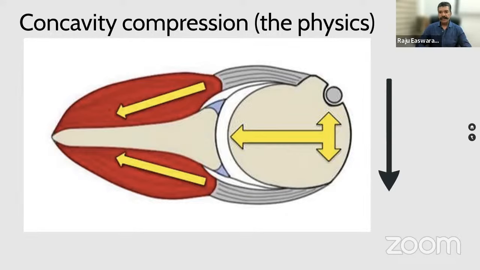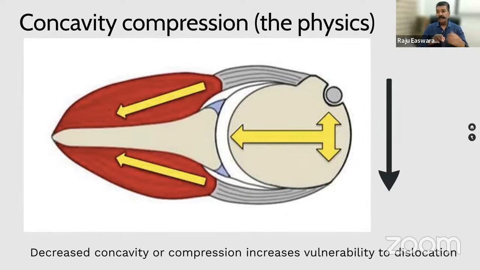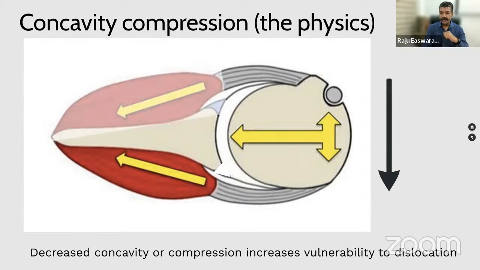So it follows logically that if there is any event which decreases the concavity, or anything which decreases the compression, that will increase the vulnerability of the shoulder to dislocation in whatever direction that decrease happens. Now, in the case of the posterior labrum, if you have a posterior labral tear, your concavity is reduced. If you have bone defects in the posterior side of the glenoid, your concavity is reduced. And similarly, if you have a weak subscapularis, the compression is reduced.